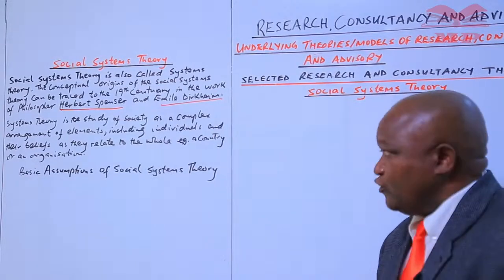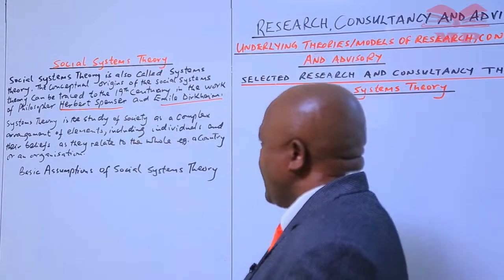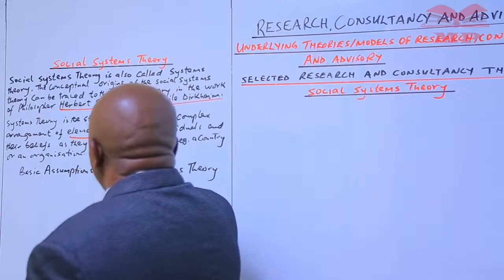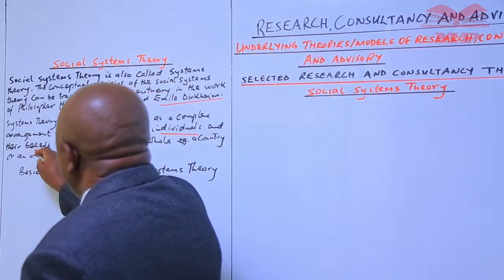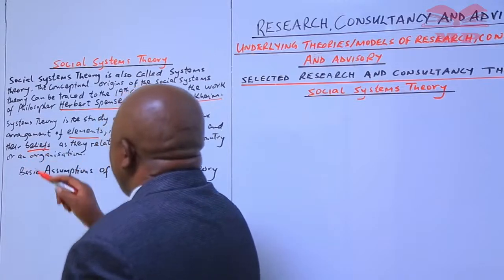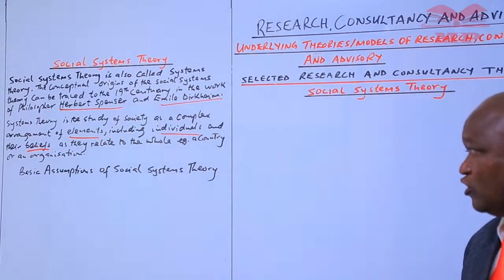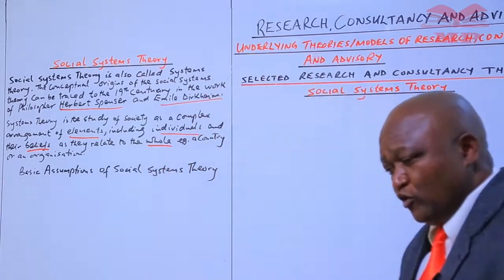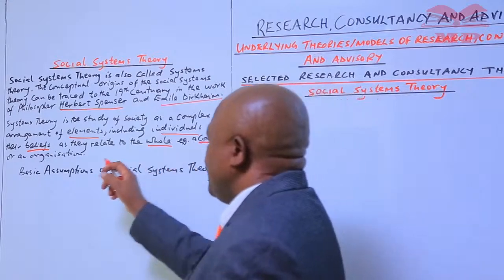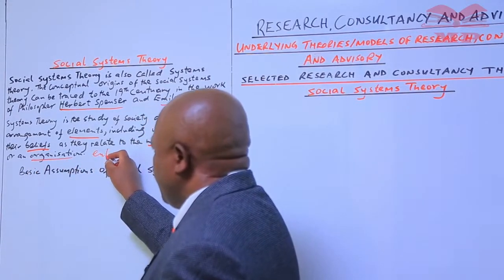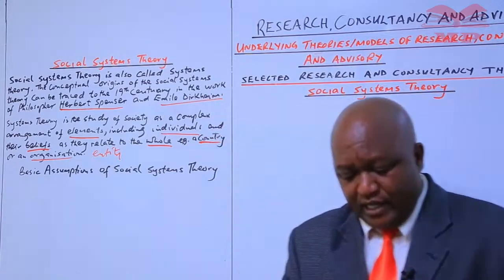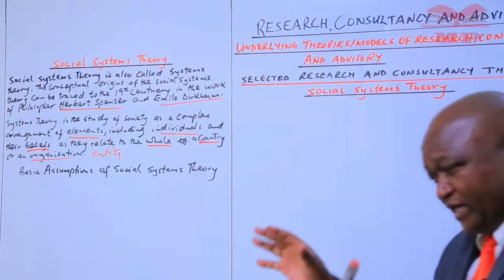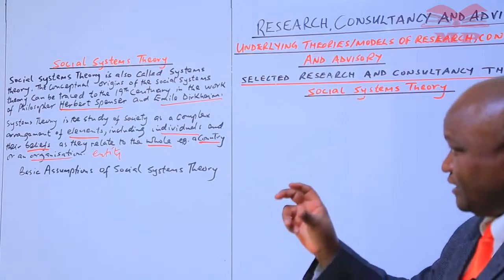The social systems theory is the study of society as a complex arrangement of elements, including individuals and their beliefs, as they relate to the whole. That is very critical: as it relates to the whole. And the whole refers to a country, an organization, an entity, or a corporation. When it comes to a company, the company as a whole is an entity or an organization.